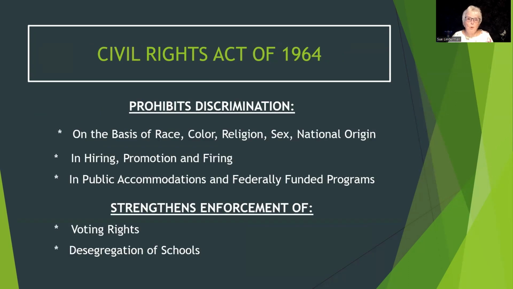That Civil Rights Act prohibited discrimination on the basis of race, color, religion, sex, national origin in hiring, promotion, firing, public accommodation, federally funded programs, putting in place laws that would stop the horrific discriminatory violations that had taken place for all these decades. And it also strengthened the enforcement of voting rights and the desegregation of schools.